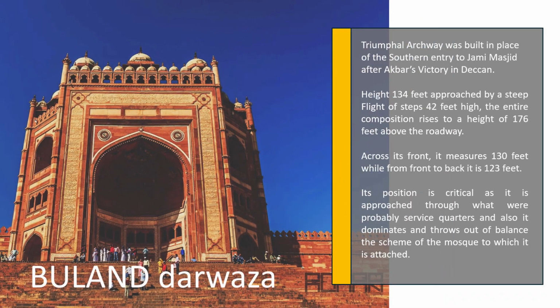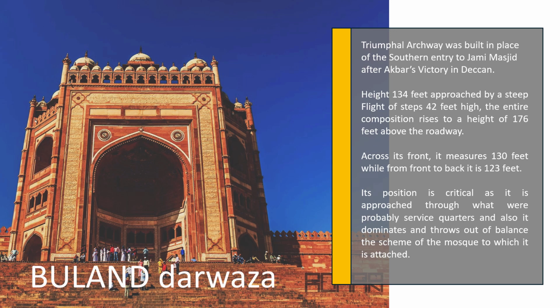Okay, so now discussing the Buland Darwaza. It is also known as the Door of Victory and it was built in 1575 AD by Mughal Emperor Akbar. It is the main entrance to Jama Masjid at Fatehpur Sikri, which is 43 kilometers from Agra, India. Buland Darwaza is the highest gateway in the world and is an example of Mughal architecture. The triumphal archway was built as the southern entry to Jama Masjid after Akbar's victory in the Deccan.